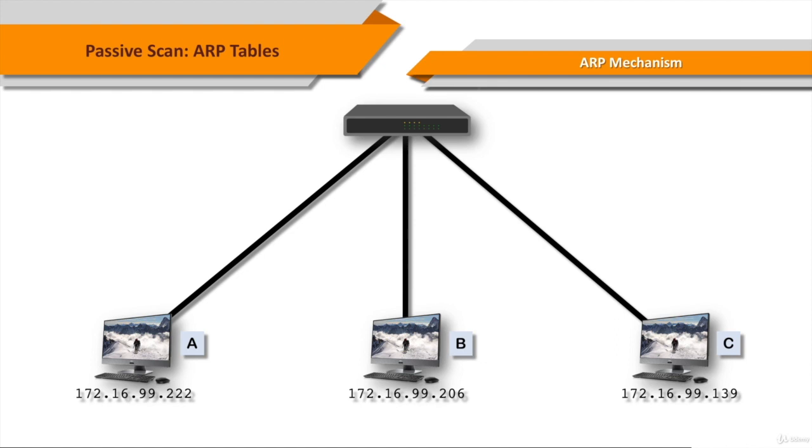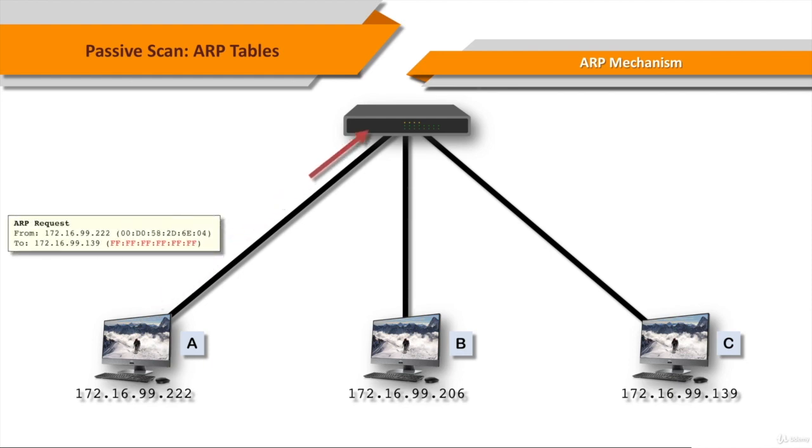To simulate how the ARP mechanism works, we have a small network in the slide, a switch on top, and 3 computers connected to it. Computer A wants to talk to computer C. It puts an ARP request onto the wire, which happens to be broadcast. Essentially what it's saying is, who has computer C's MAC address? Of course, because it's a broadcast, every system on the network hears it.